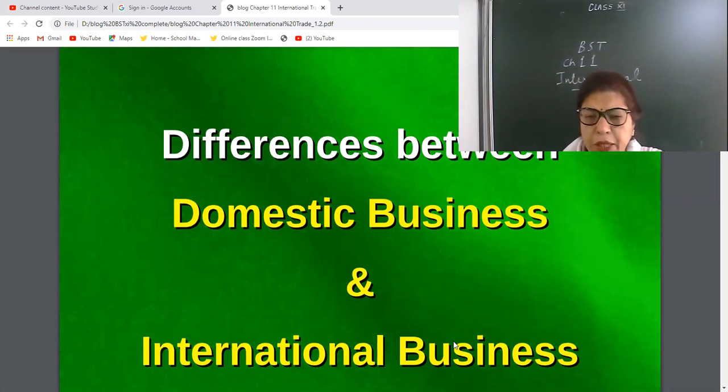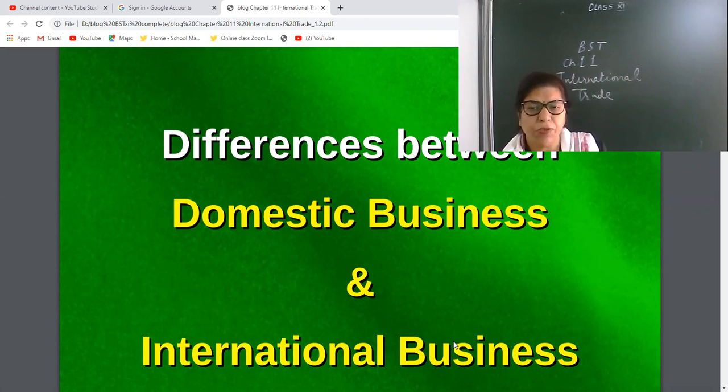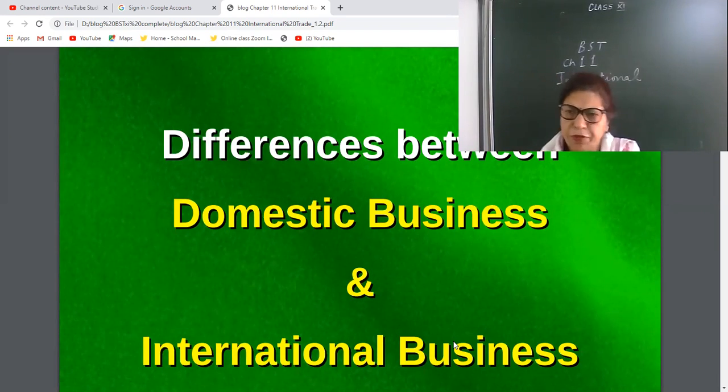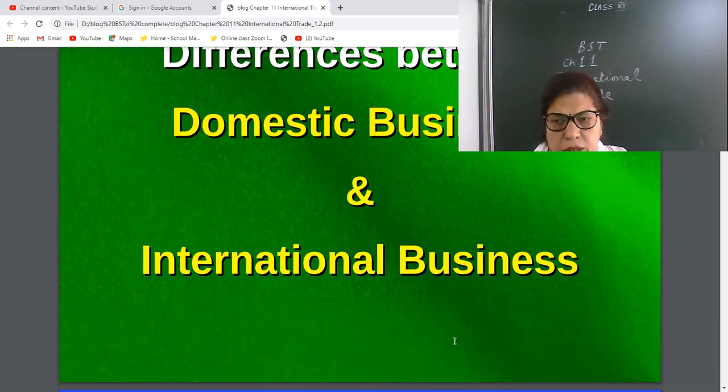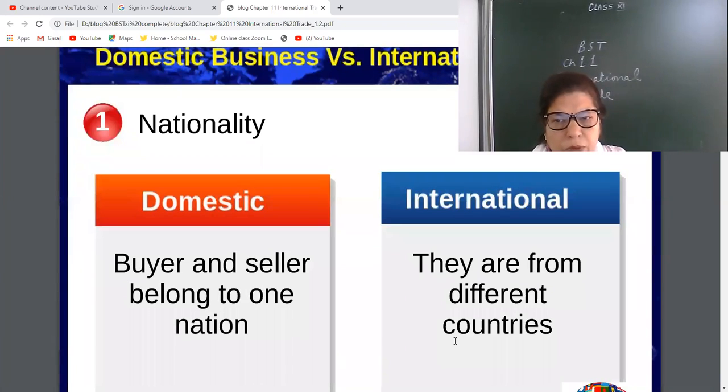Now today's main topic is the difference between domestic business and international business. See, the main difference is crossing the boundaries or within the boundaries. Domestic is within the boundaries. This is also known as internal trade. And international business is the business which crosses the boundaries of the country. That's why it is known as international. First point, note down please.